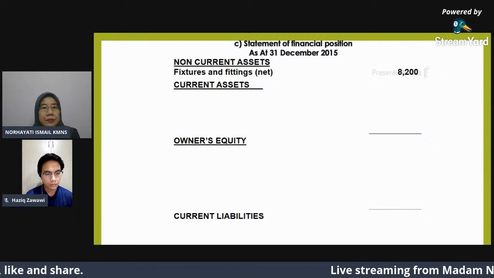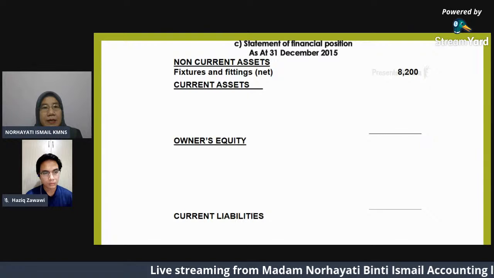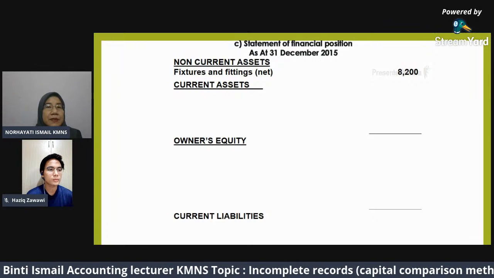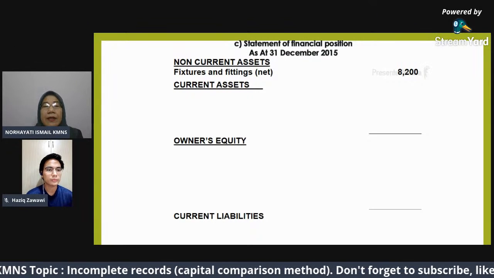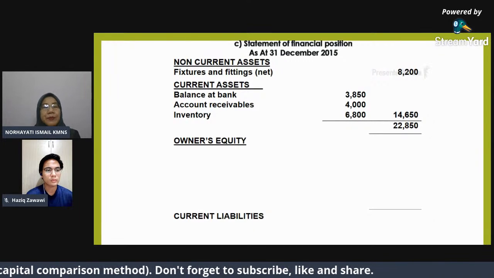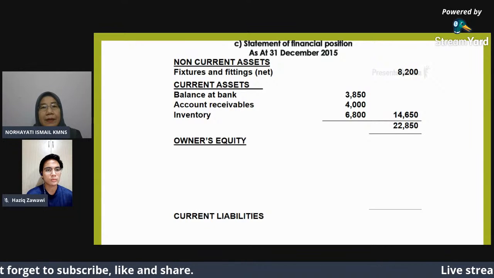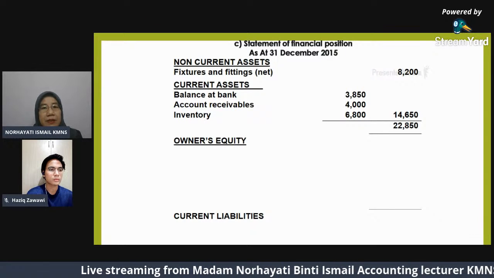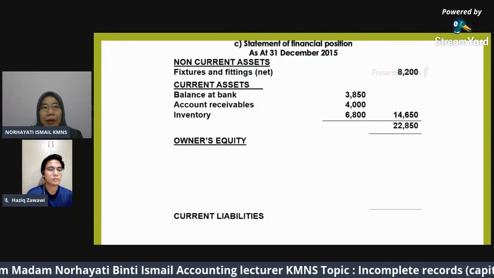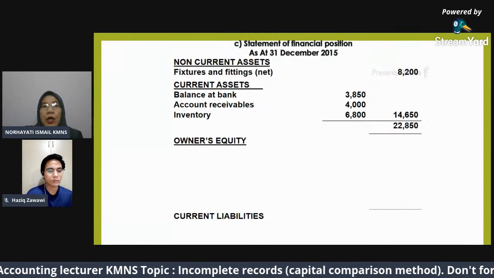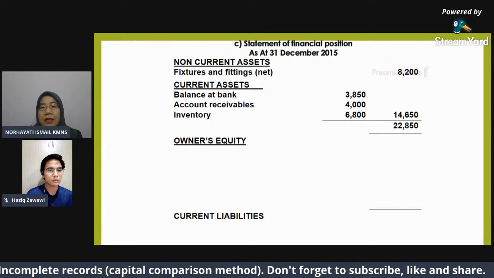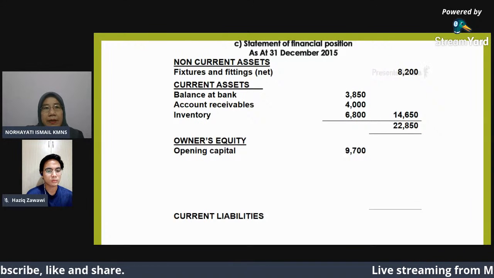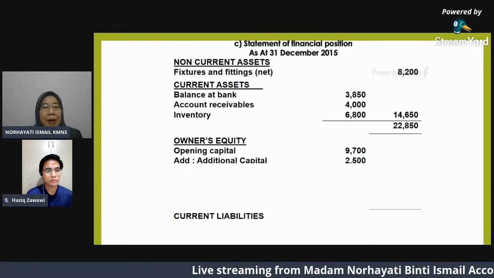Okay, this is the financial position for the business. Non-current asset, okay, we just look at the ending asset, not the beginning, but the ending at 31st December 2015. This amount is given in the question. So the current asset, you have three items. The balance at bank 3,850, account receivable 4,000, and inventory 6,800, and the total for asset, non-current asset plus current asset, you get 22,850. And you must know the accounting equation is asset equals to owner's equity plus liabilities.